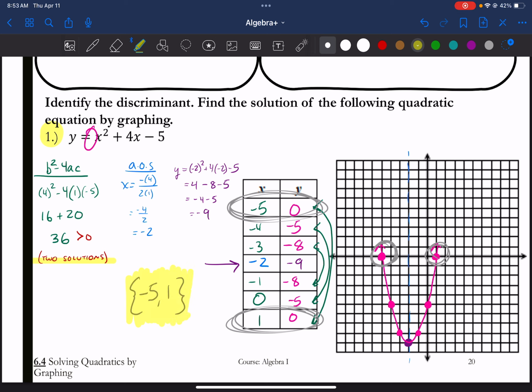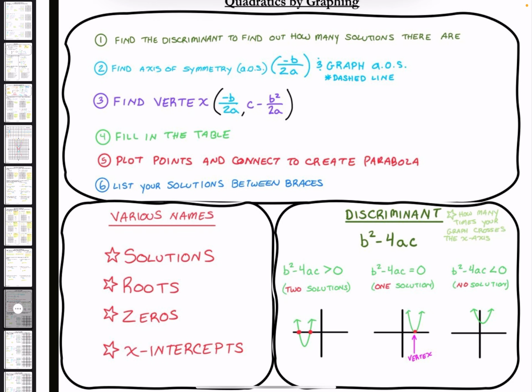And because my discriminant did say I have 2 solutions, well, guess what? I have 2 in my braces. Go ahead and try the next page using these set of notes that were given to you before. While you try this, pause the video so then you can check your answers when you unpause it.